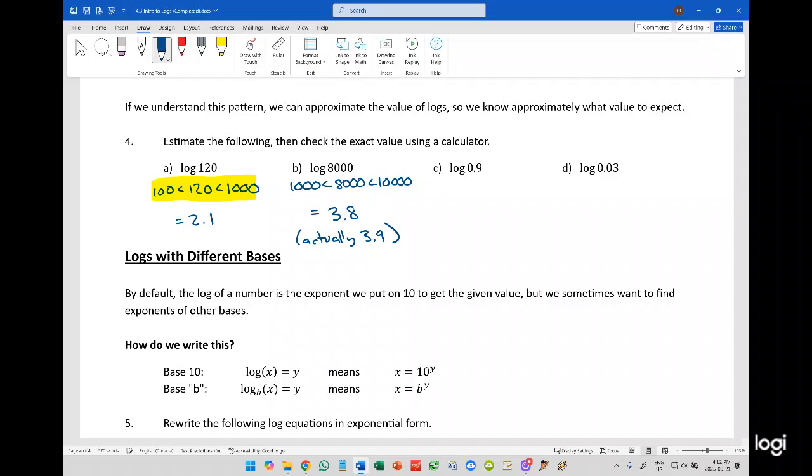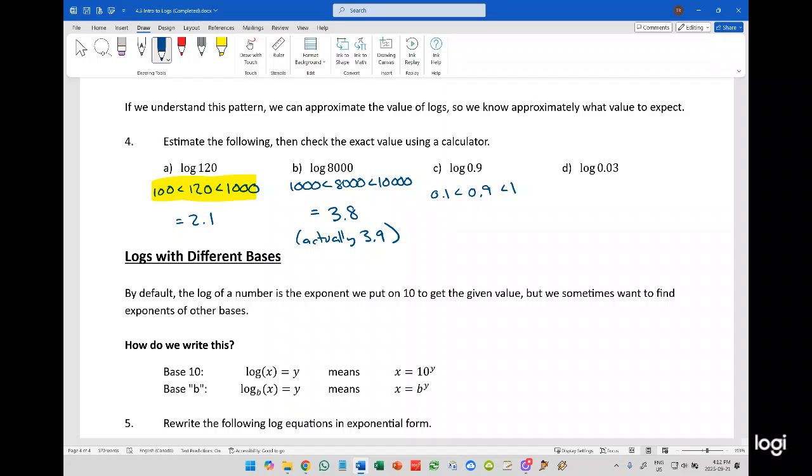Okay, but again, our estimate is not bad. We're basically just trying to squeeze it between two numbers. Okay, the log of 0.9. Now this is where it gets a little bit confusing with numbers less than 1. But we know that that's between 1 and 0.1. And it's obviously much closer to 1 than it is 0.1.